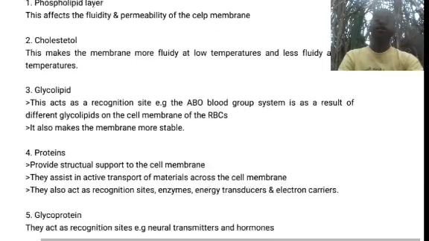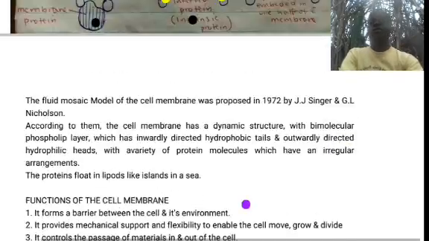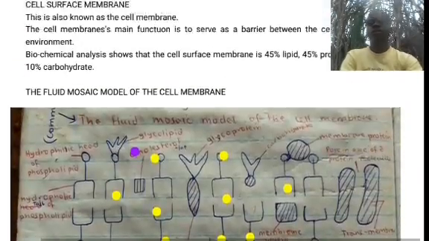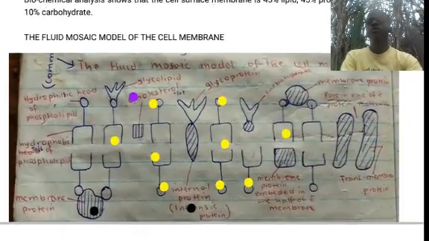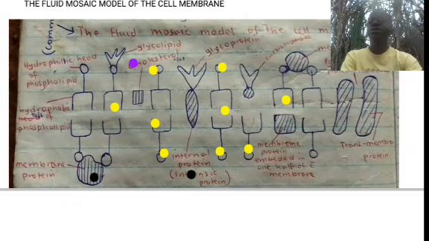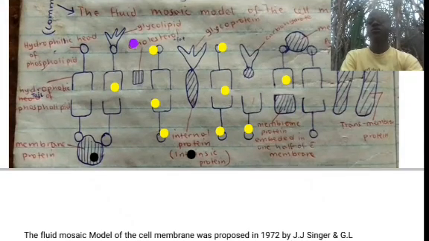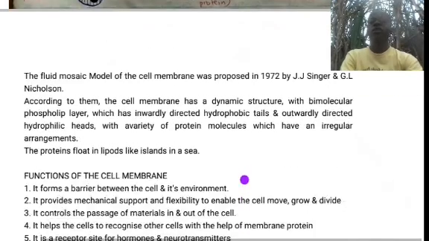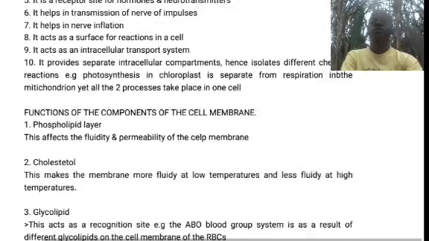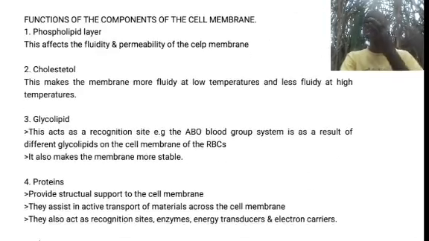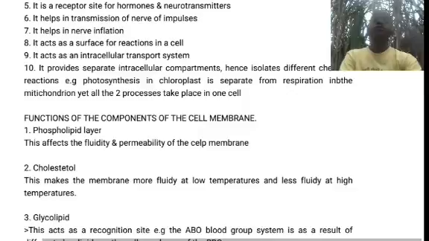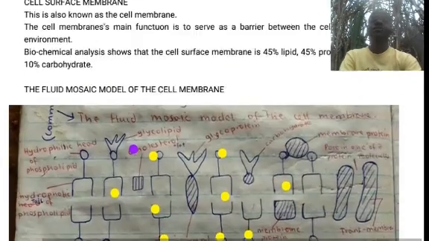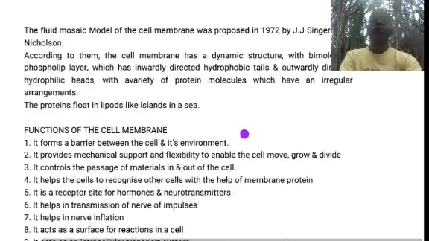Now, that is all about the cell surface membrane. From the cell surface membrane, you have seen its functions, you have seen the fluid mosaic model of the cell membrane, how it was discovered, how you can describe the fluid mosaic model, and all the functions. You have seen the function of each of the components of the cell membrane. So we have finished the cell membrane as a cell organelle.